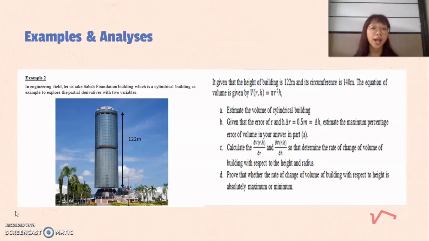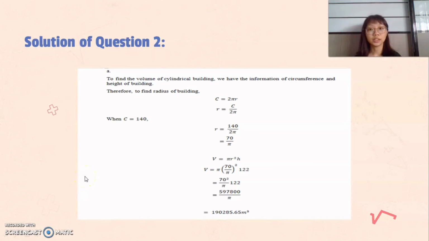The question gives that the height of the building is 122 meters and its circumference is 140 meters. The equation of volume is V equals pi r squared h. The question asks us to estimate the volume of the cylindrical building and the maximum percentage error of volume in part 1, and also determine the rate of change of volume with respect to the height and radius, and prove whether the rate of change of volume with respect to height is absolutely maximum or minimum.